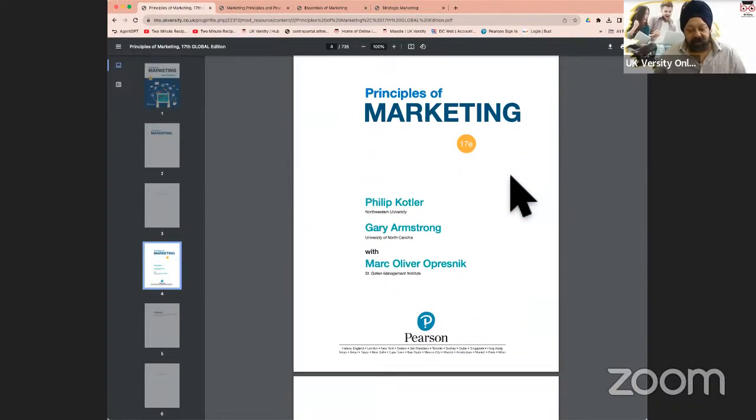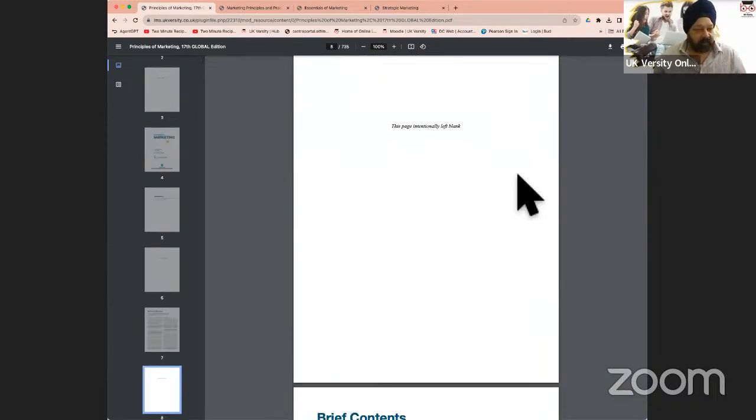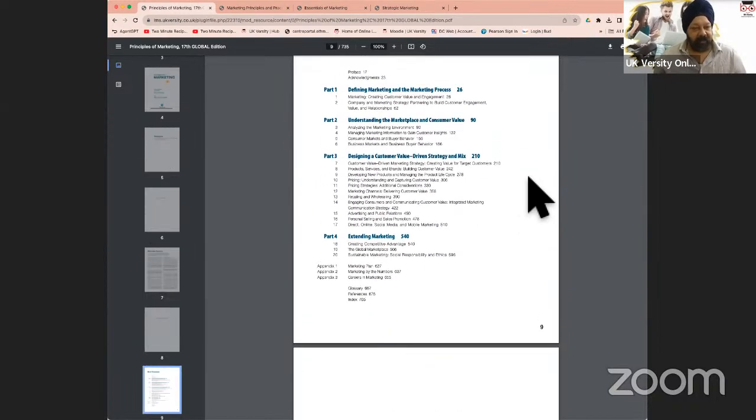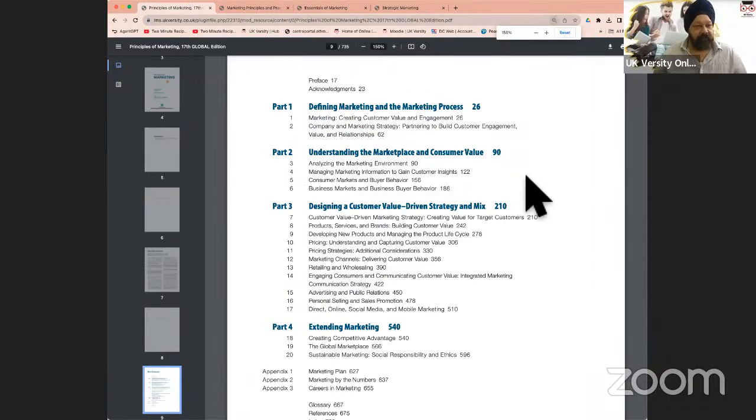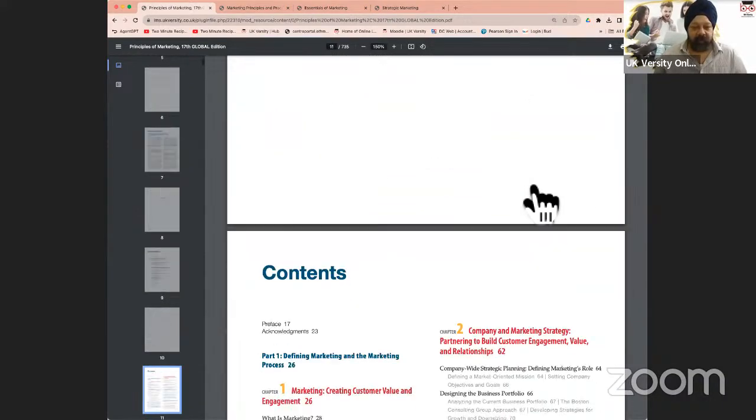So Philip Kotler is attributed with most of the concepts that we're going to be looking at studying in this particular book. This is a traditional 735-page book. It has lots of chapters, but what you would be looking at is certain parts of this book that will be directly related to the principles of marketing and practice. And that is what I would suggest that you look at studying.